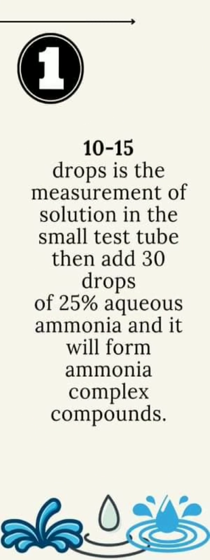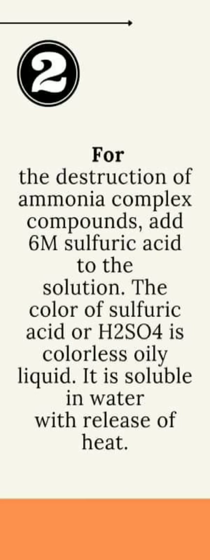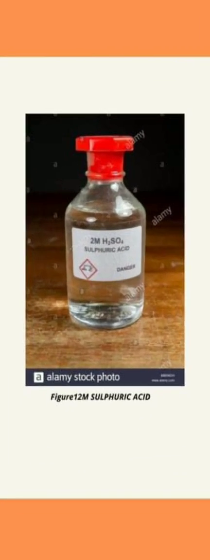Step number 1. Measure 10 to 15 drops of the solution in a small test tube. Then add 30 drops of 20% aqueous ammonia and it will form the ammonia complex compound. Step 2. For destruction of the ammonia complex compound, add 2M sulfuric acid to the solution. Sulfuric acid, or H2SO4, is a colorless oily liquid. It is soluble in water and releases heat.